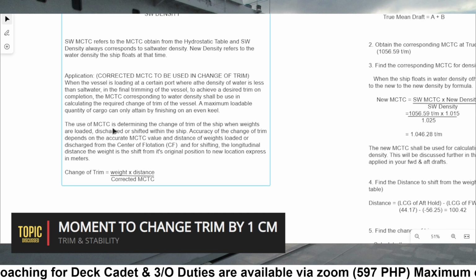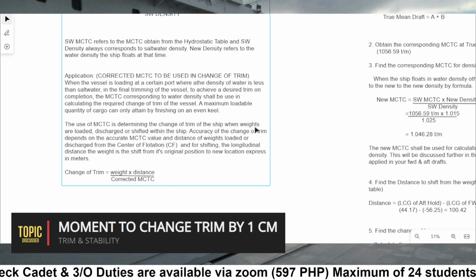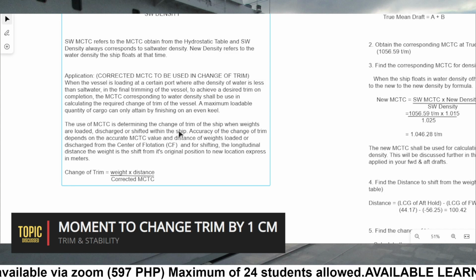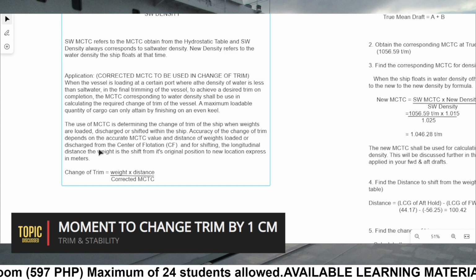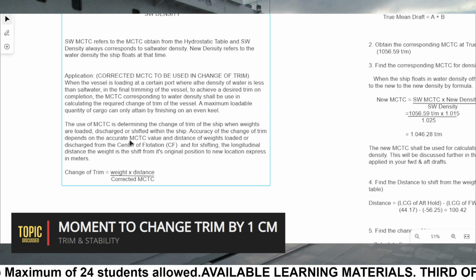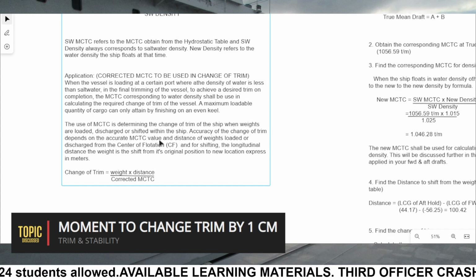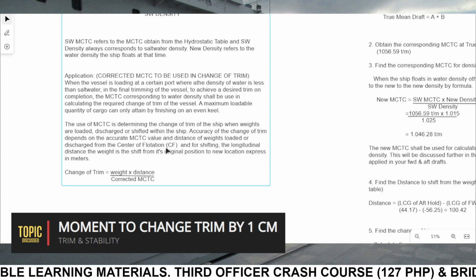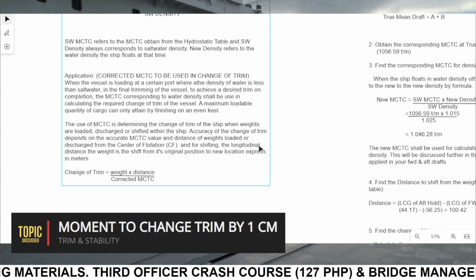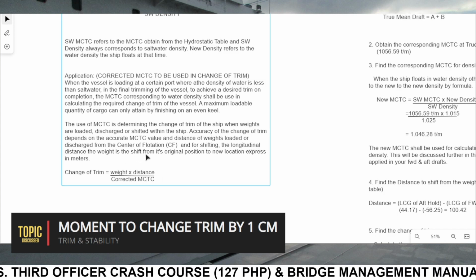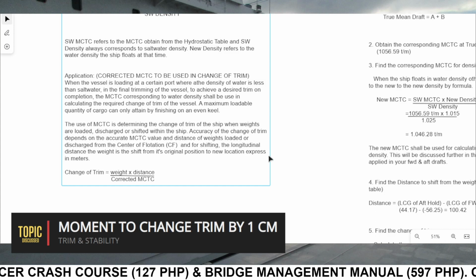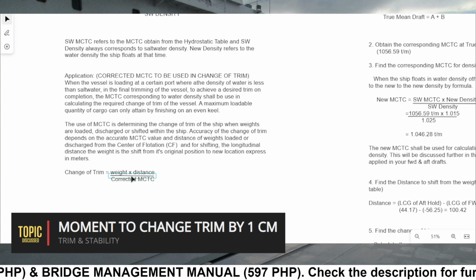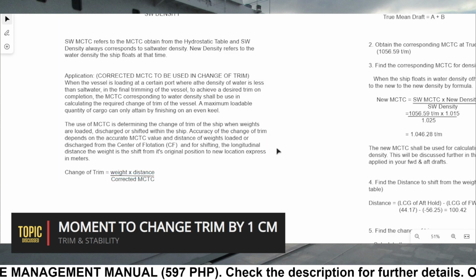The use of MCTC is determining the change of trim of the ship when weights are loaded, discharged, or shifted within the ship. Accuracy of the change of trim depends solely on the accuracy of the MCTC value and the distance of weights loaded or discharged from the center of flotation. For shifting, it is the longitudinal distance the weight is shifted from its original position to the new location, expressed in meters. This is the formula: change of trim equals weight times distance divided by corrected MCTC.